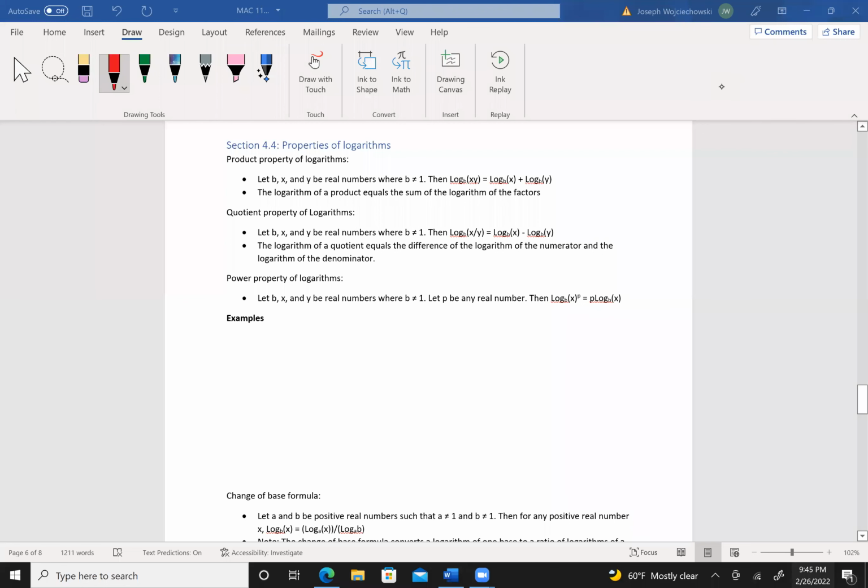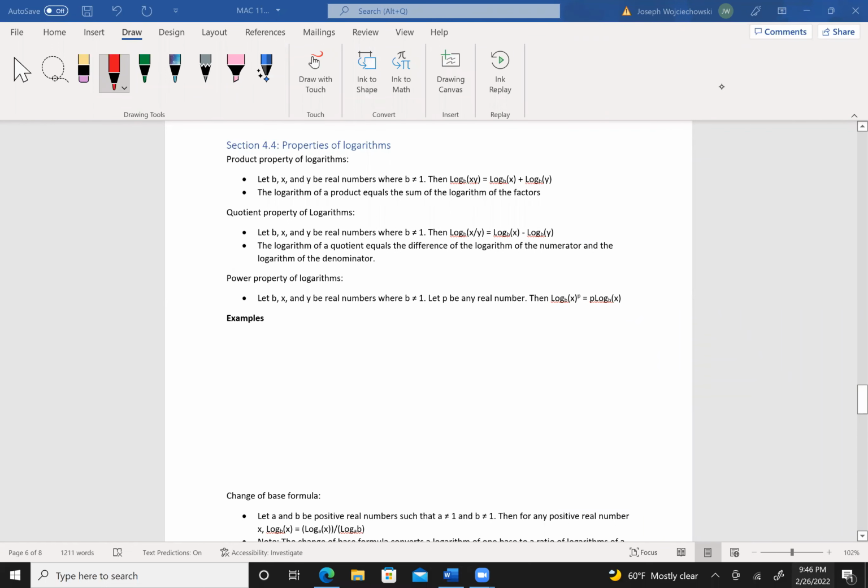Okay, so today we're looking at section 4.4, properties of logarithms. We have three in general. We have the product property of logarithms. If you let b, x, and y be real numbers, where b is not 1, then the log base b of xy is the log base b of x plus the log base b of y. In other words, the logarithm of a product equals the sum of the logarithms of the factors.